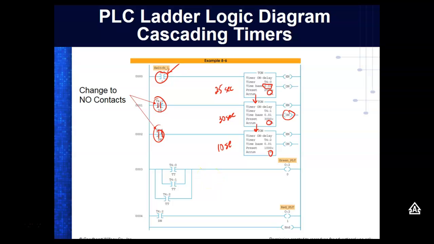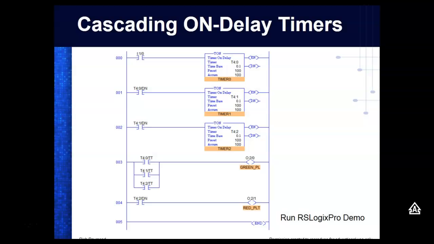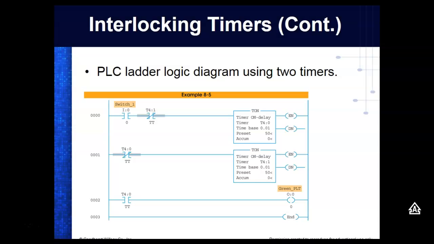So this is cascade timers. So what do we use? We use these for what we call sequencers. Sequencers mean you want things to occur in a what? In a sequence, right? Does that make sense? Cascading on delay timers, that's the same thing. And that's timers, guys.